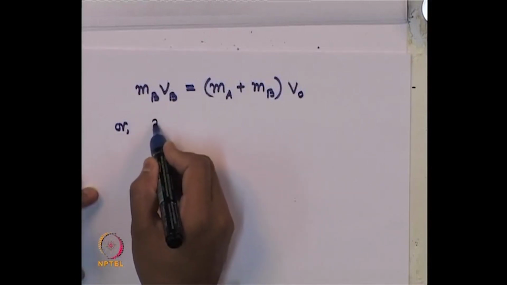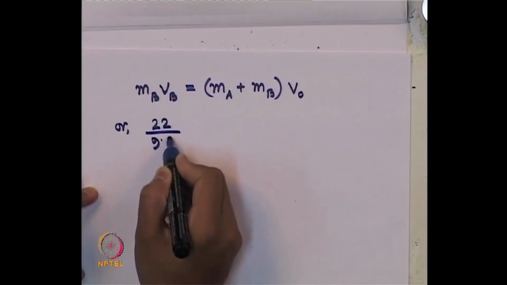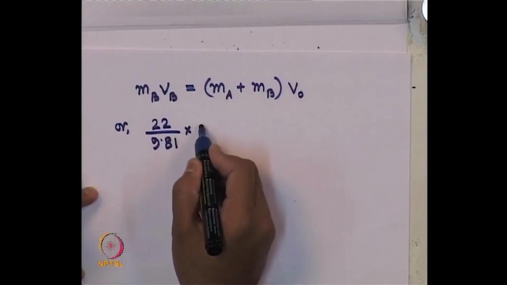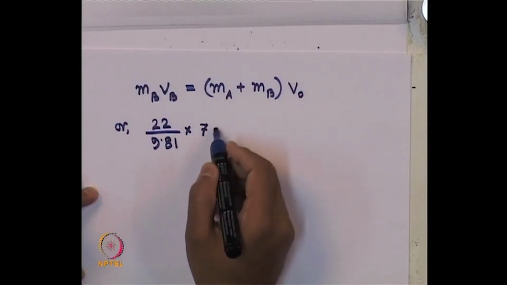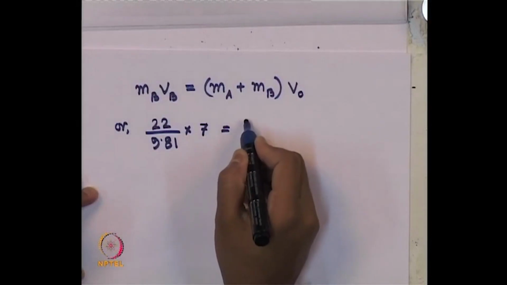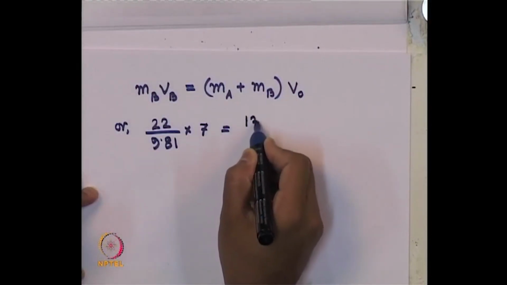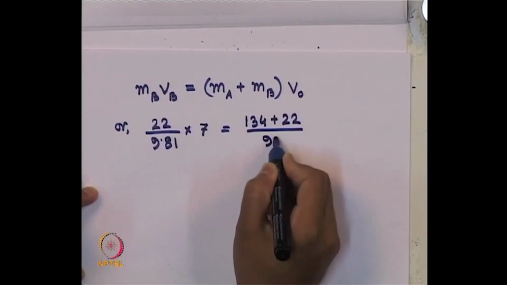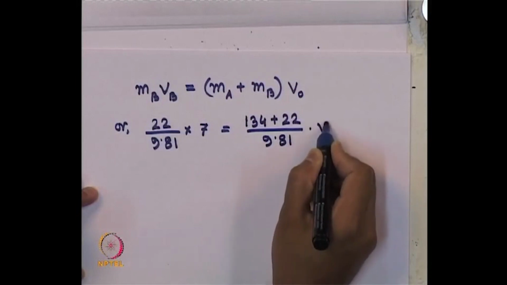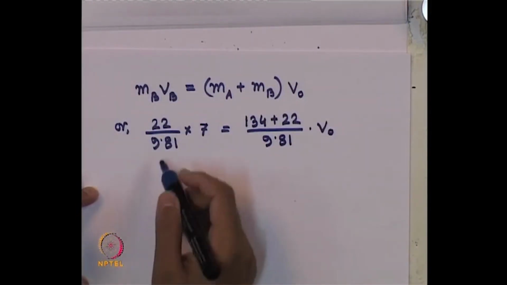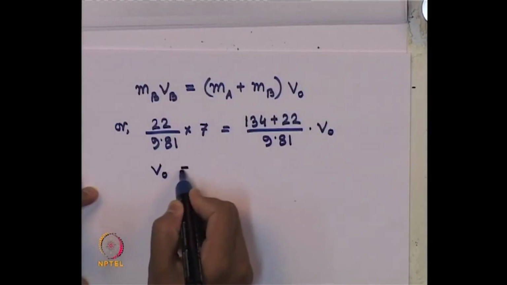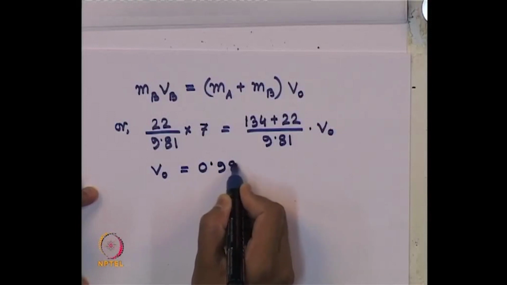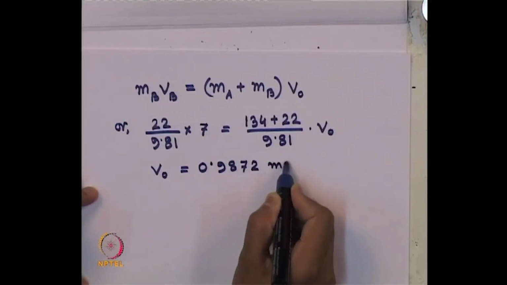M B is how much? 22 by 9.81. V B, speed of impact is 7, equals to 134 plus 22 by 9.81 times V naught, which gives us V naught as, if we solve this, we will get 0.9872 meter per second.